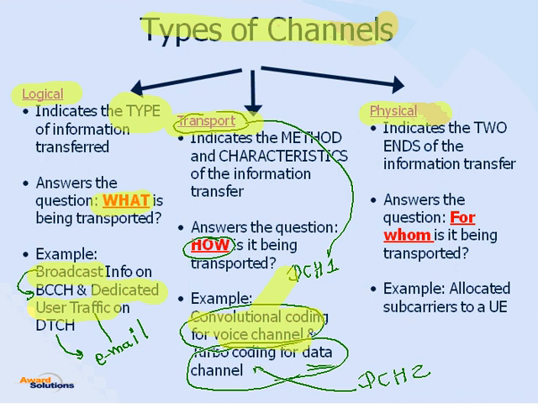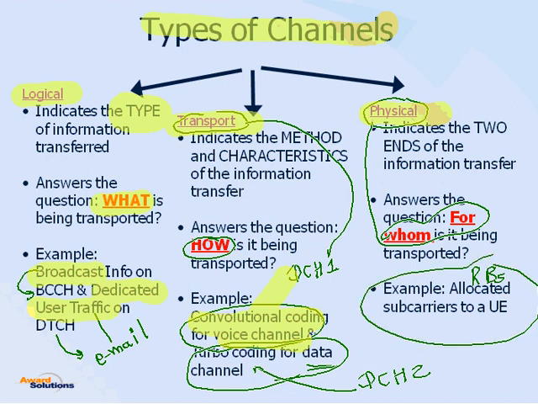What is a physical channel? Basically here we are identifying who should be getting the data, who should be getting the voice. So for example, in case of an LTE system, whatever resource blocks we have allocated to the user, those resource blocks would constitute a physical channel for that UE. Normally, if you have a logical channel, that will be mapped onto some transport channel, and that transport channel will be mapped onto a physical channel.